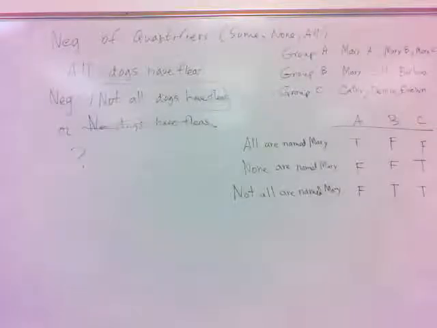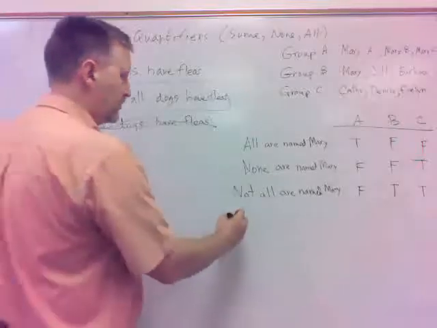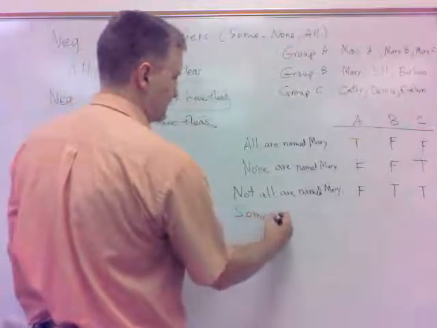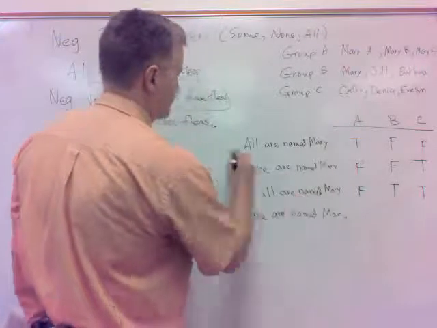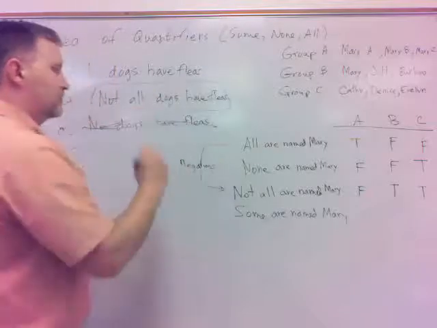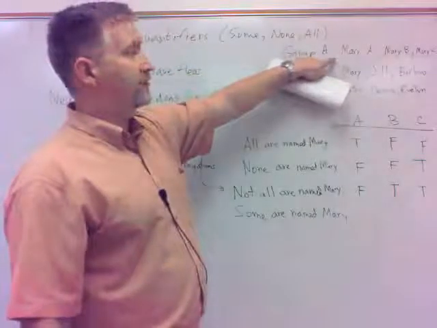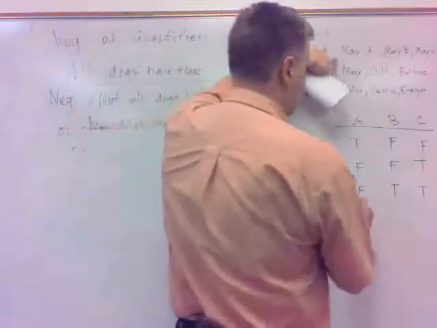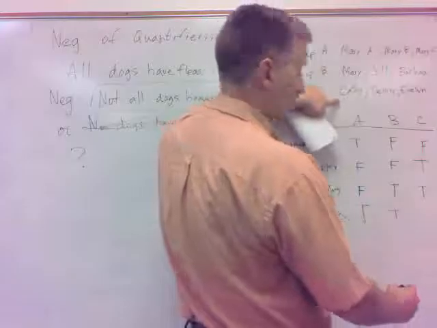Okay, now we're going to kill several birds with one stone here, so to speak. Let's talk about the other quantifiers. Let's look at "some are named Mary." So we saw these two are negations. Let's see about "some are named Mary." Are some of them named Mary in group A? Yeah, some of them are named Mary. Some of them are named Mary in group B. Yeah, some of them are. And then some of them are named Mary in group C? No, that's false.